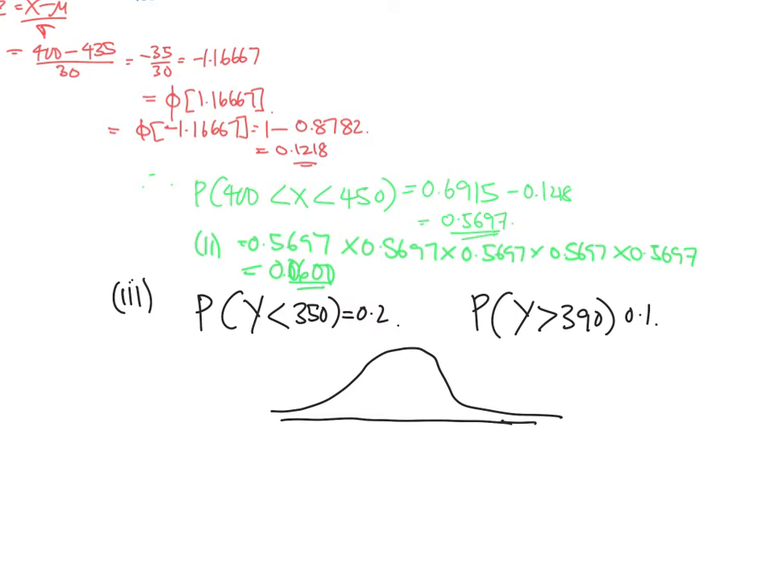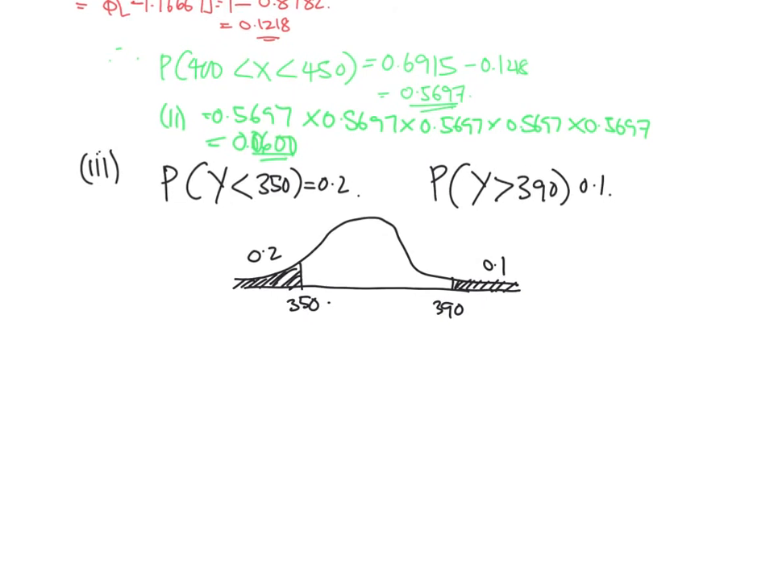Okay, 0.1 is basically the tail end. It says more than 390, so this is 390 here, and this is 0.1. So towards the left of the shaded region is 90%. I think you guys know that. And then Y is less than 350, so 350, that's slightly more, which is 20% or 0.2. So this is 350, so this is 0.2.